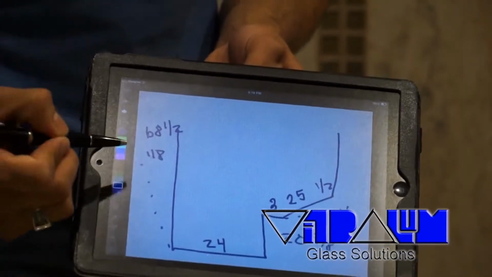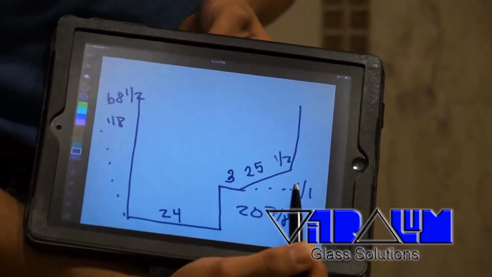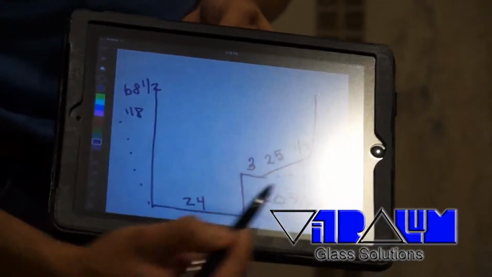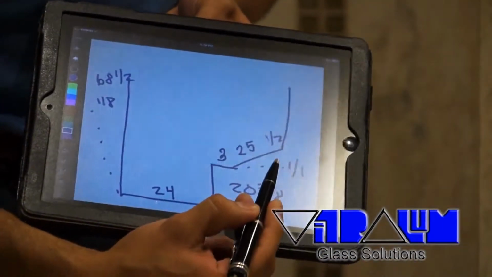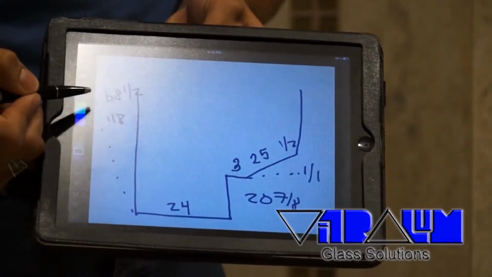So only the walls that were unlevel have been marked with the dotted line and put the measurement. So here we only had two walls. One had 1/16 and the other 1/8. This is important to write so we know how to cut the glass.